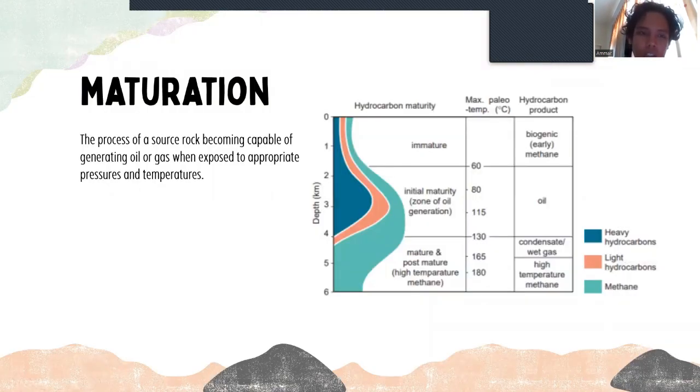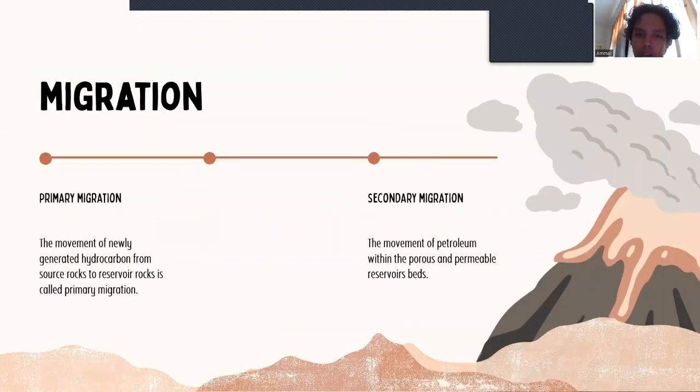So for the maturation, what is maturation? Maturation is the process of a source rock becoming capable of generating oil or gas when exposed to appropriate pressures and temperatures. So this graph is an example of the maturation. So next slide.